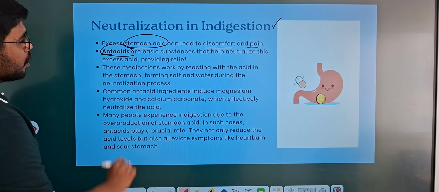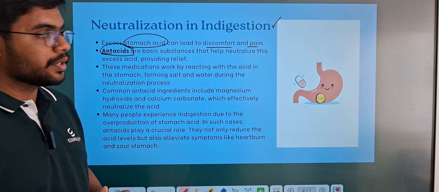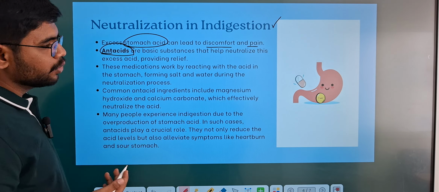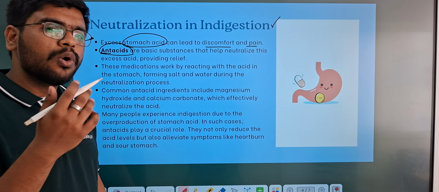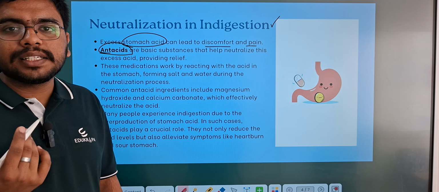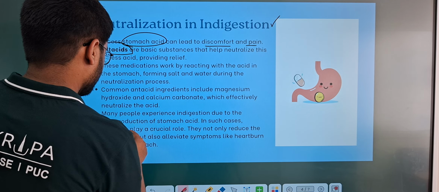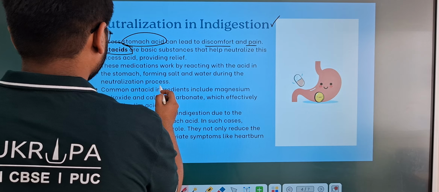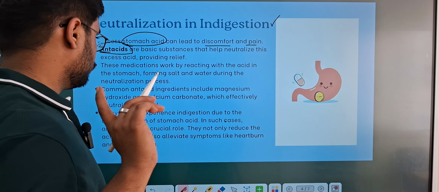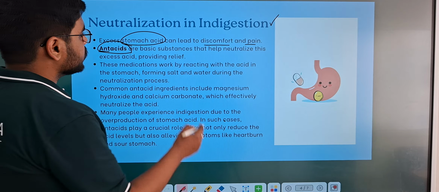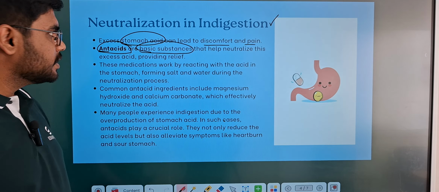Now, antacids are one of such substances which help in curing this indigestion. What do antacids exactly do? These are the opposites of acids. So, can you guess what these antacids can be? These are usually bases. These substances are usually basic substances which help in neutralizing the acids.